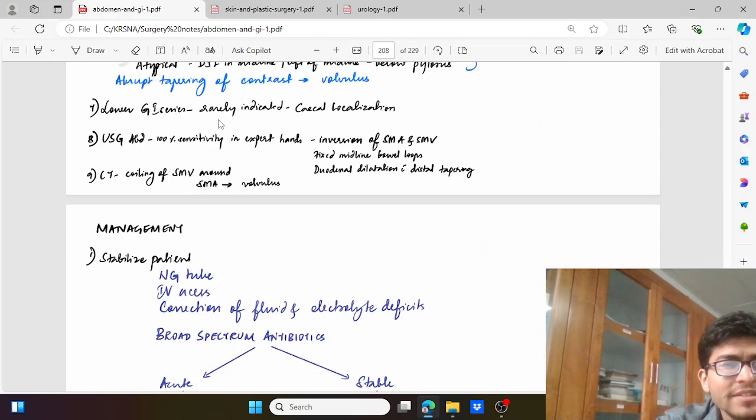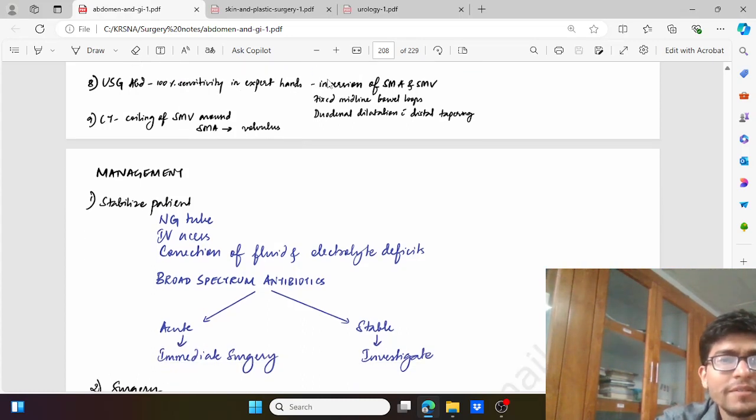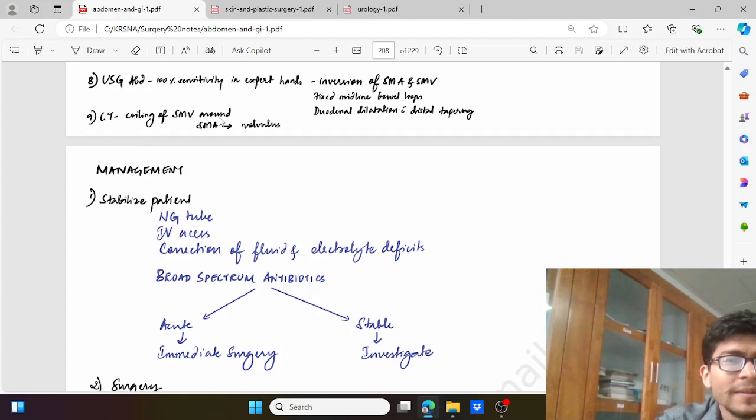Then lower GI series, which is rarely indicated, used for cecal localization. USG abdomen is almost 100% sensitive in expert hands. There what we can see is inversion of SMA and SMV, fixed midline bowel loops, and duodenal dilatation with distal tapering. On CT, coiling of SMV around SMA with volvulus.